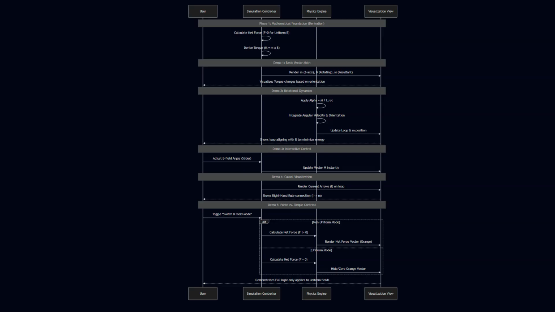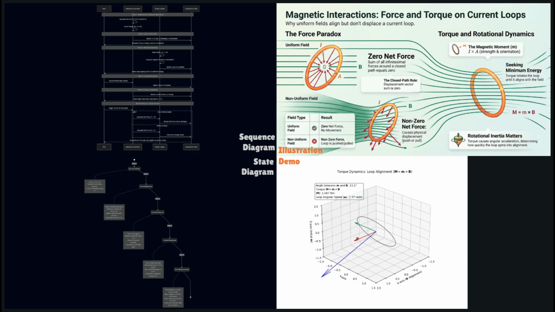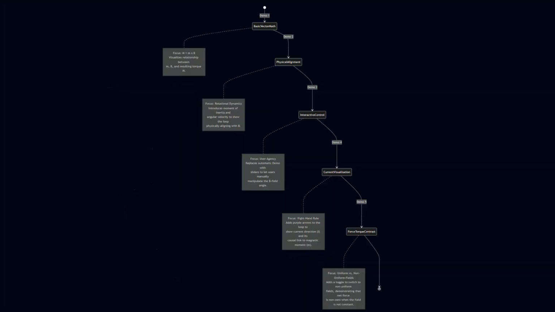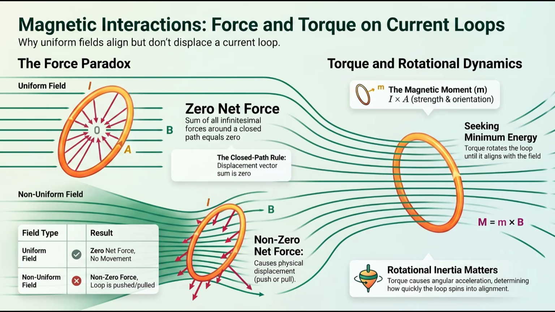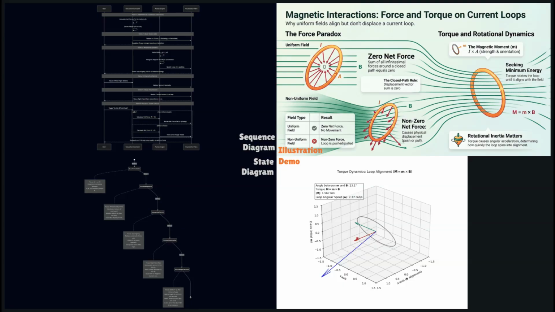The essence. Seeking equilibrium. At its heart, the narrative shared by these diagrams and the derivation is the story of a system seeking minimum potential energy. Whether it is the sequence showing the steps to calculate the state or the state diagram showing the different modes of physical behavior, the essence remains the same. A current loop is a dynamic object that responds to its environment by aligning itself with the invisible lines of a magnetic field.